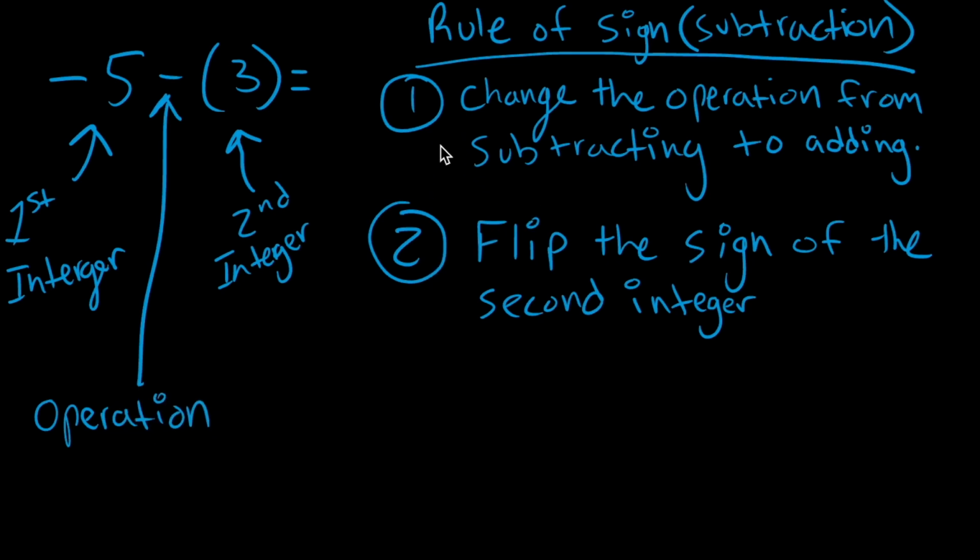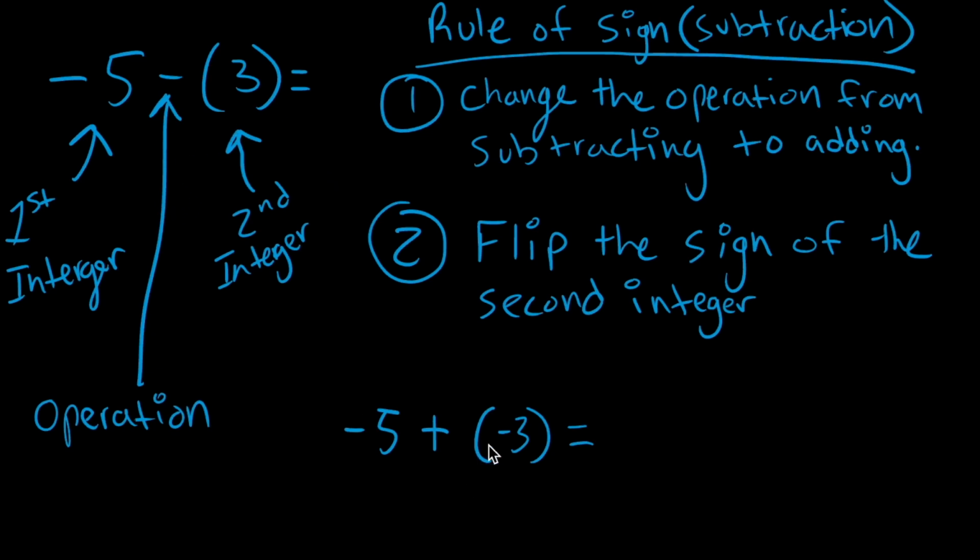And so the two steps are asking us to first change the operation from subtracting to adding. So I'll write it here. I'll write -5. We went from minus to adding. And then flip the sign of the second integer. So we need to flip the sign positive to negative and then write 3. And then this is the new problem to solve for the original problem, -5 minus 3.